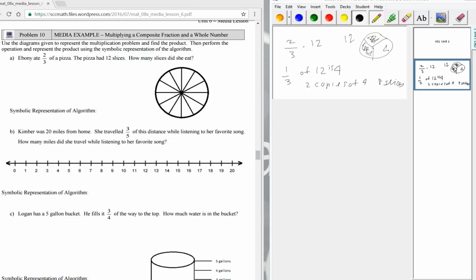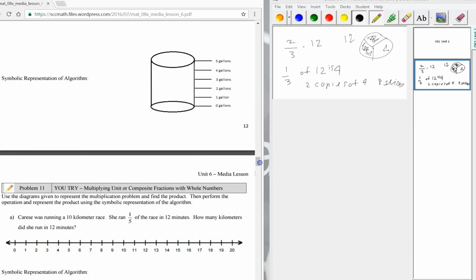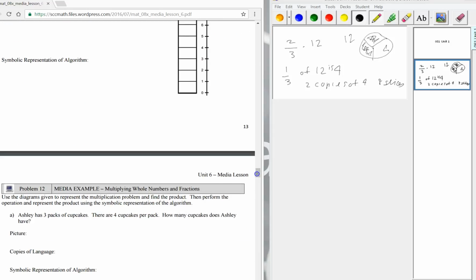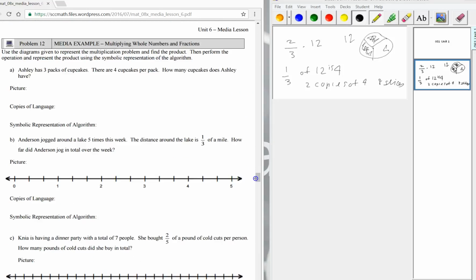Okay. Same idea with the next one. Cut 20 into 5 pieces. Each piece has size 4 again. Take 3 copies, and that's 12 miles. And then you have the same idea with the bucket. Okay. So that's the first idea with multiplying fractions.